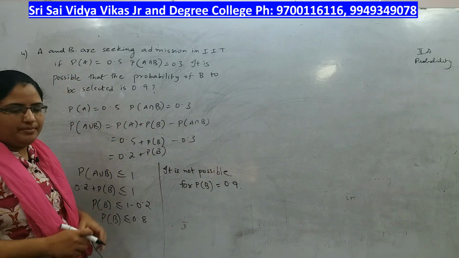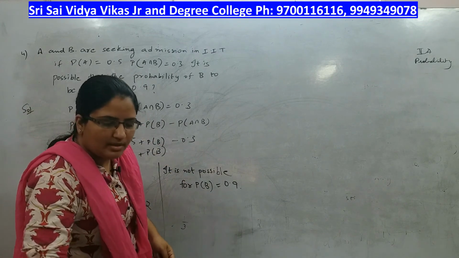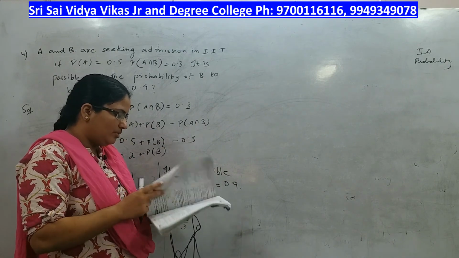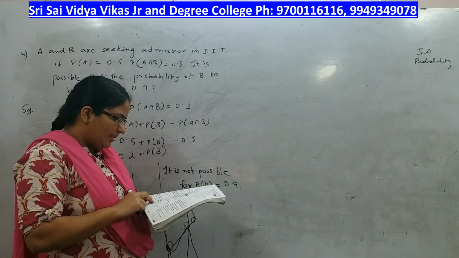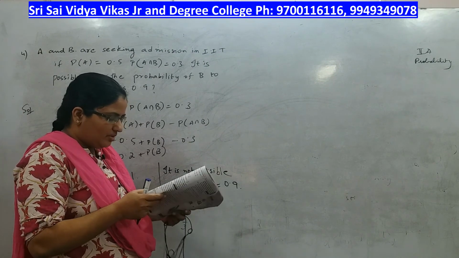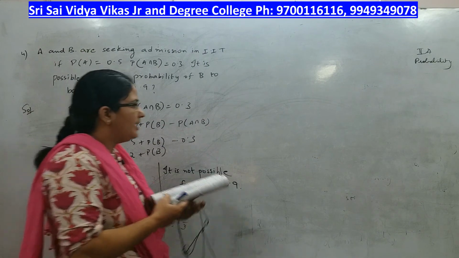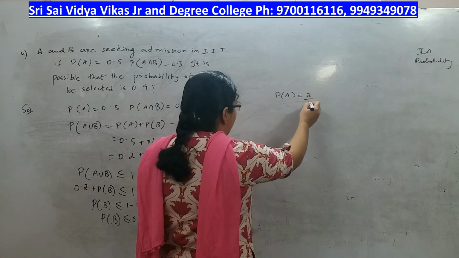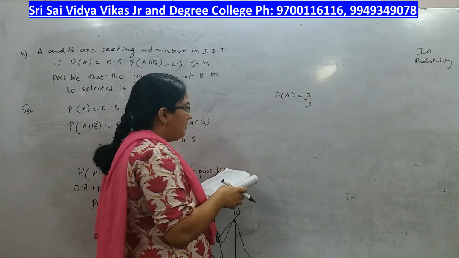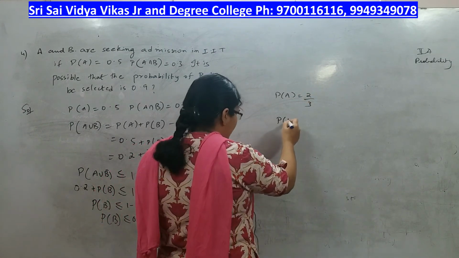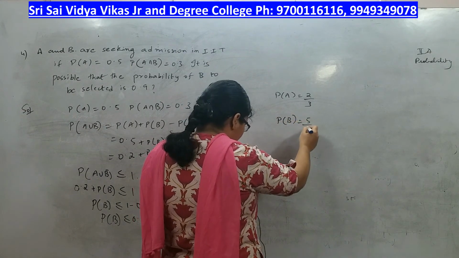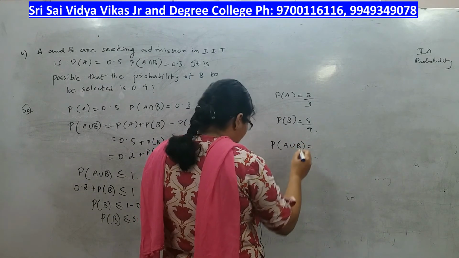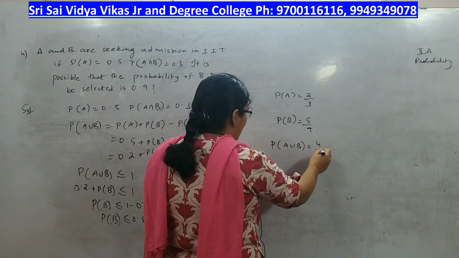That's about this problem. Let us check, I will give you one problem for homework, try it out. I will tell you how to do it, you do. The probability for a contractor to get a road contract is 2 by 3. Let P of A be equal to 2 by 3. And the probability to get a building contract, let P of B be equal to 5 by 7. Probability to get at least one, that is P of A union B, is equal to 4 by 5.